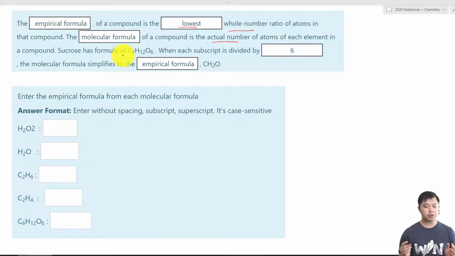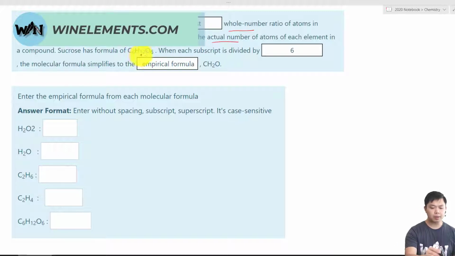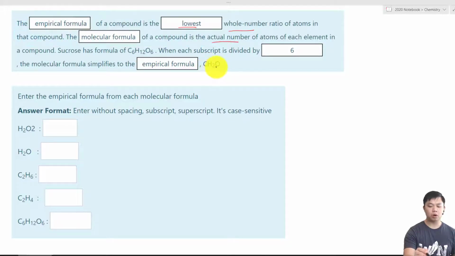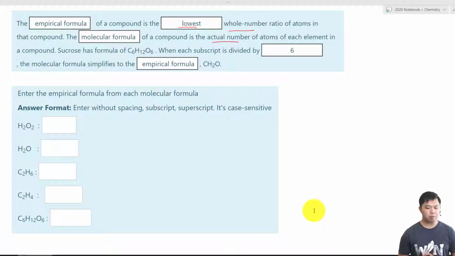For example, sucrose has a molecular formula of C6H12O6, which, if you look at the subscripts, 6, 12, 6, they all can be divided by 6. And if that's the case, we can simplify to CH2O. And this is our empirical formula. So let's do some example problems.